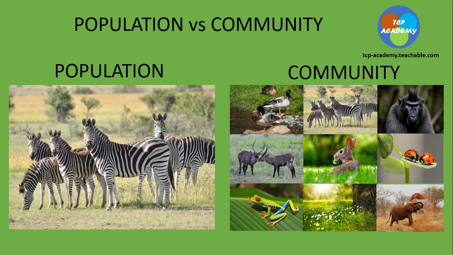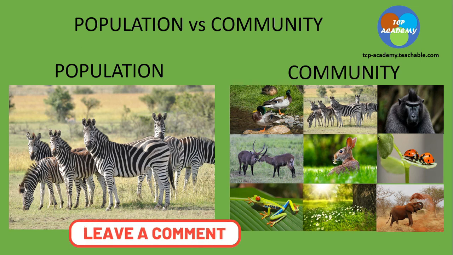So there we have the duck, we have the zebra, we have, I don't know if that's a gorilla, and there we have something like some reindeer or gazelle, and then we have a rabbit, and we have the beetles there that are controlling the aphid. We have a frog. We have some plants of different types. There we have the elephant. So all these organisms living together make up a community. You'll observe that it's many different types of species, many different populations that make this up.